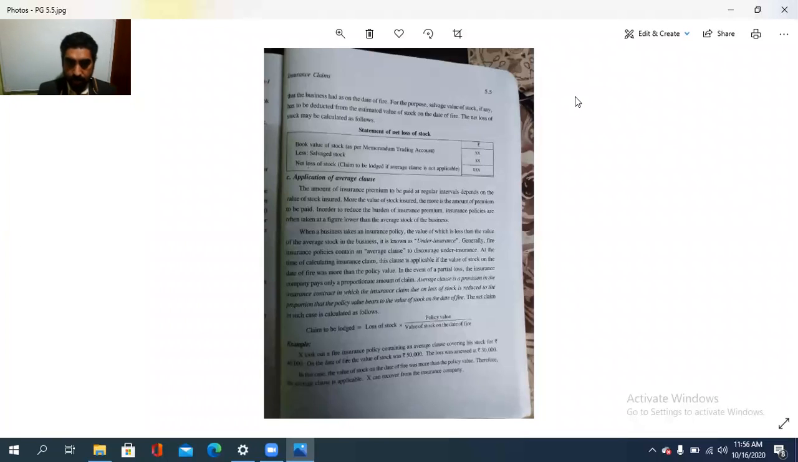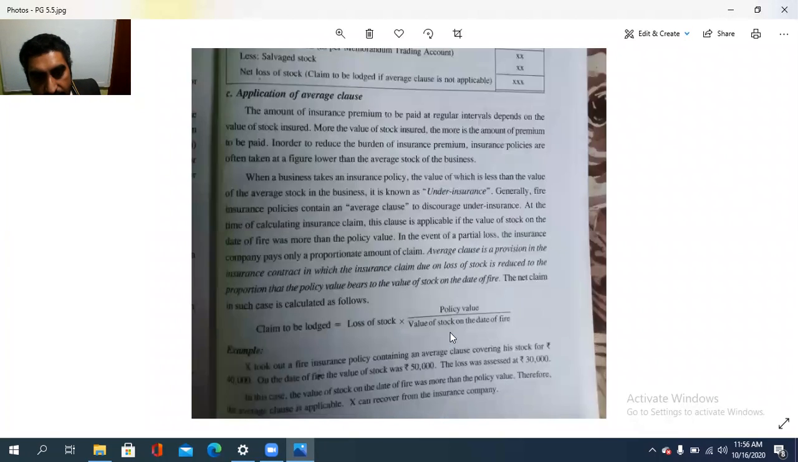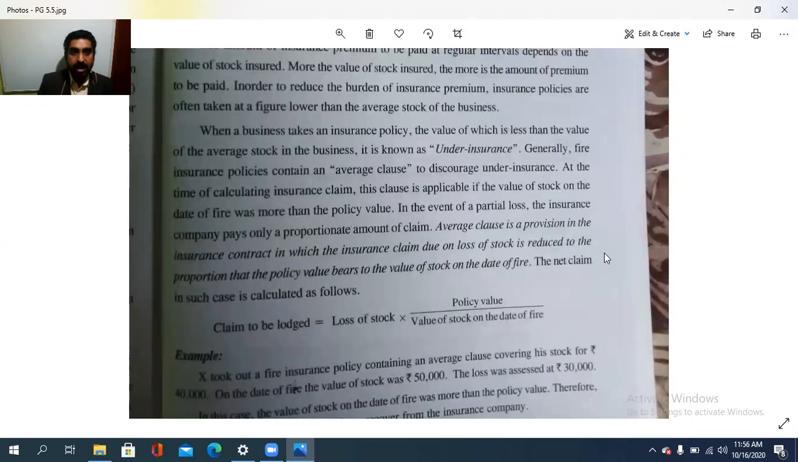the average clause. So the claim to be lodged is equal to loss of stock into the insurance policy amount, or the policy value, divided by value of stock on the date of fire. This is how that value is to be ascertained. This value is the one we need to get from the insurance company, or the insurance company needs to pay to the concern. So that is the case with regard to this.